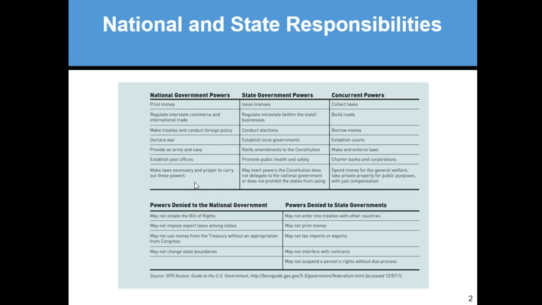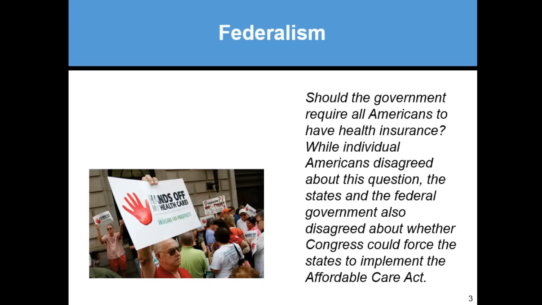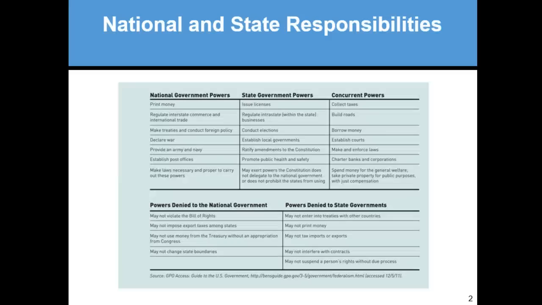And then the part that allows the federal government to exercise the rest of its powers is the power to make laws that are necessary and proper to carry out the other powers. We call this the necessary and proper clause, otherwise known as the elastic clause. So what is federalism? Well, let's go back for just a second and take a look at the rest of this chart.